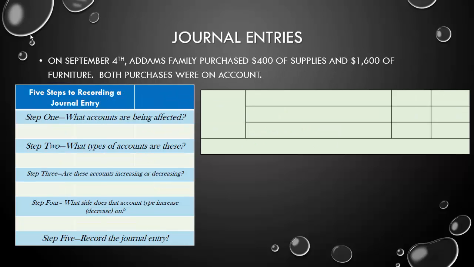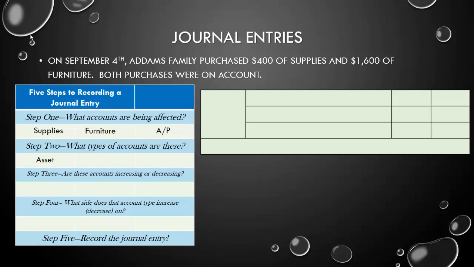Next up, on September 4th, Adams Family Counseling is going to purchase $400 of supplies and $1,600 of furniture. These are both on account. So what accounts are being affected? Well, we got 3 things now. Supplies is being affected, right? We're getting more supplies. We're also going to have more furniture, but we're not paying for it now. It's on account, which means we're going to owe more money, which means our accounts payable, or our AP account, is also being affected.